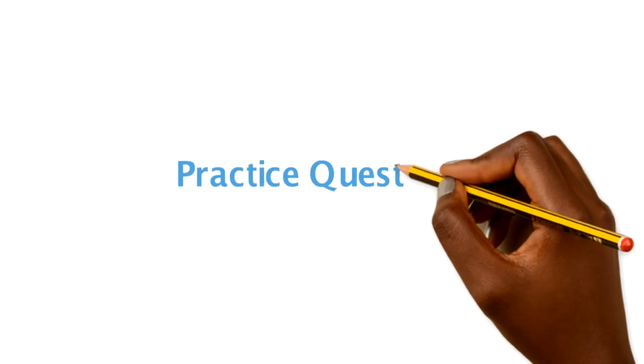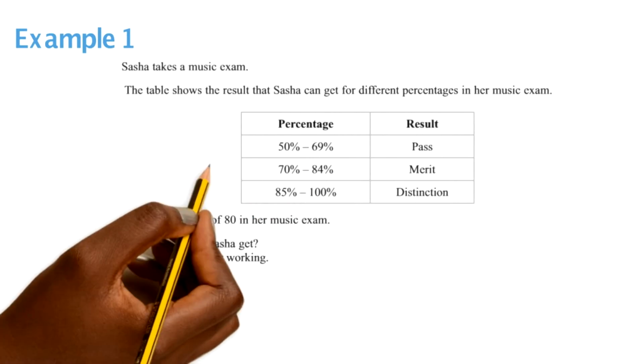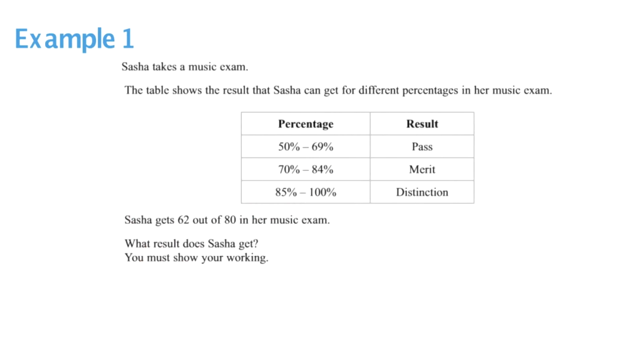So here are some practice questions. Example 1. So in this question, it's told us that Sasha gets 62 out of 80 in her music exam, and it wants us to work out her result as a percentage.